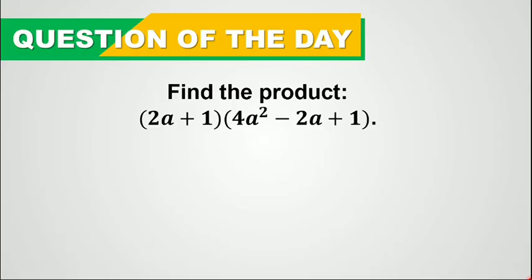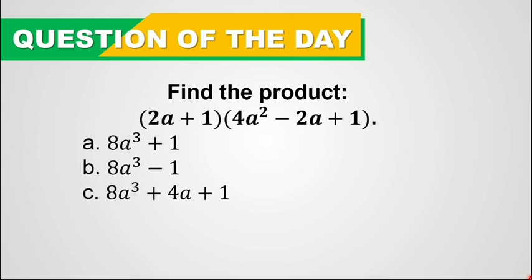What is the product when we multiply 2a plus 1 and 4a squared minus 2a plus 1? Is it letter A, 8a cubed plus 1, B, 8a cubed minus 1, C, 8a cubed plus 4a plus 1, or letter D, 8a cubed minus 4a plus 1? What is your answer?